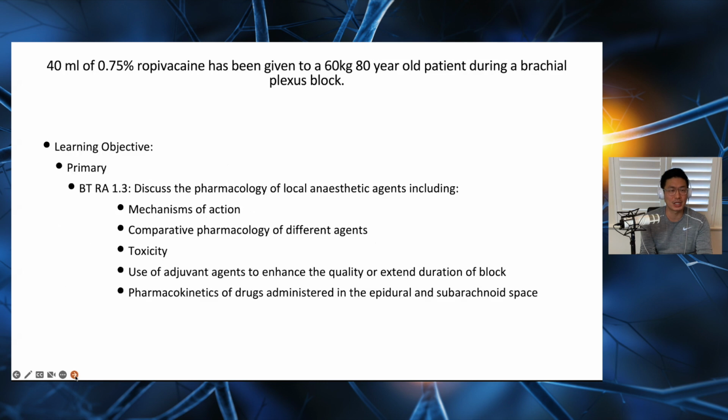And then we just quickly go through the learning objective. It's BTRA 1.3, which is discuss the pharmacology of local anesthetic agents, including mechanism of action, comparative pharmacology of different agents, toxicity, use of adjuvant agents to enhance the quality or extend duration of block, and pharmacokinetics of drugs administered in the epidural and subarachnoid space, but specifically BTRA 1.3, specifically on toxicity.